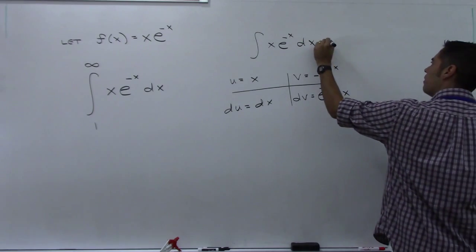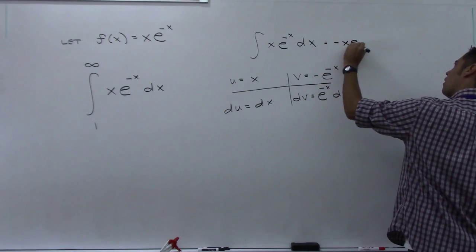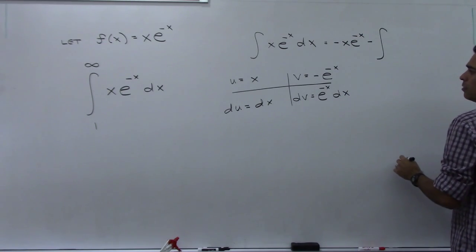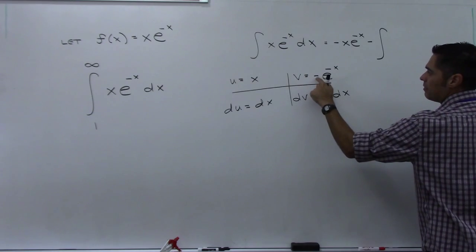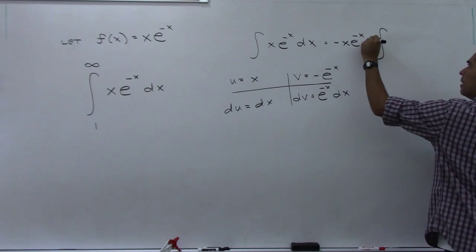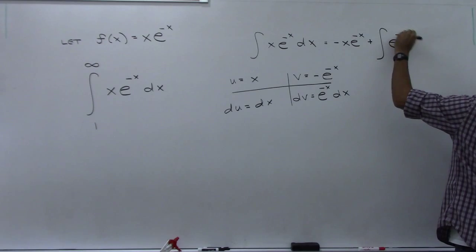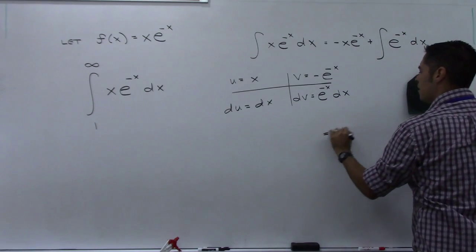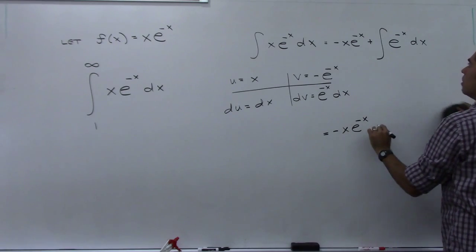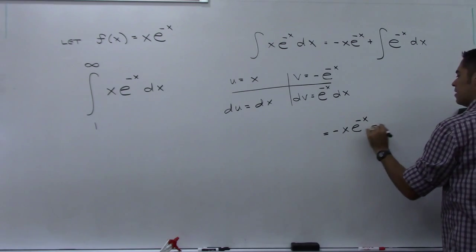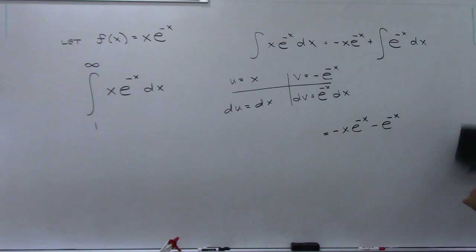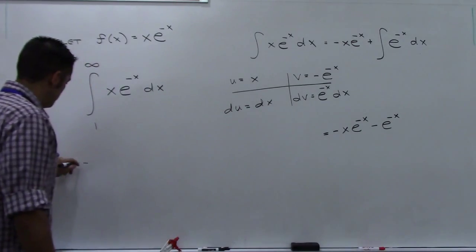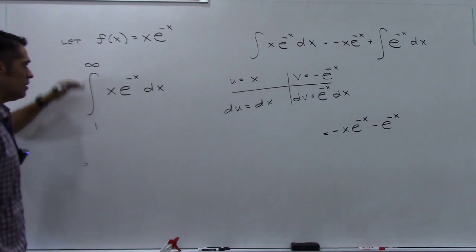So this is going to be uv minus integral of v du, which is this times this. And notice that negative there? Times this, I'm going to bring that negative and make it a positive, e to the negative x dx. And then this turns into negative x e to the negative x. Antiderivative of that is negative e to the negative x. So that's my antiderivative.